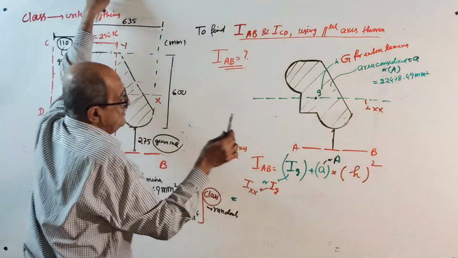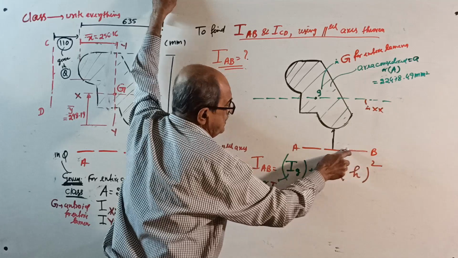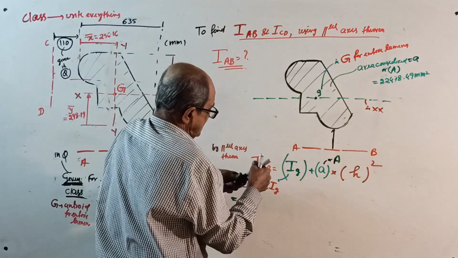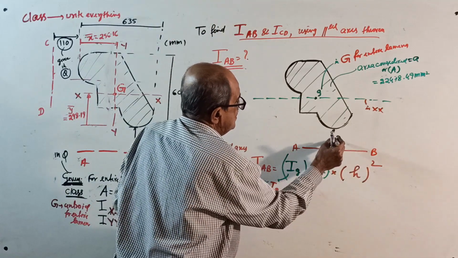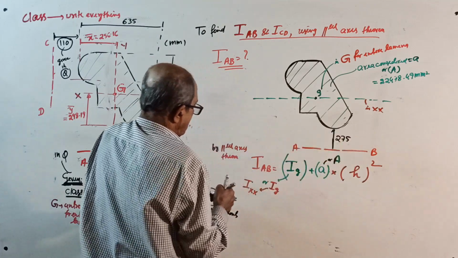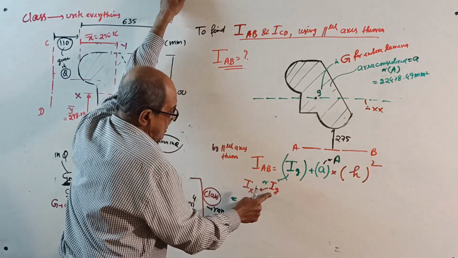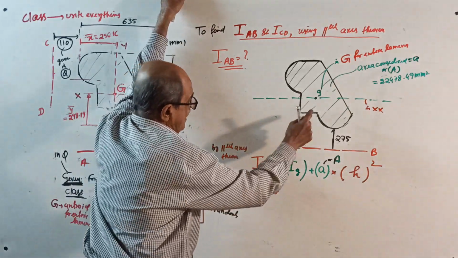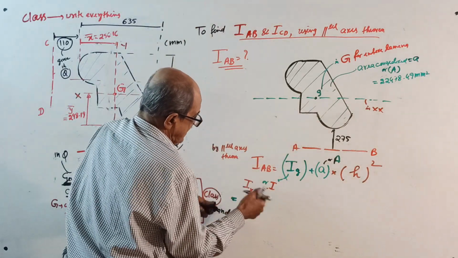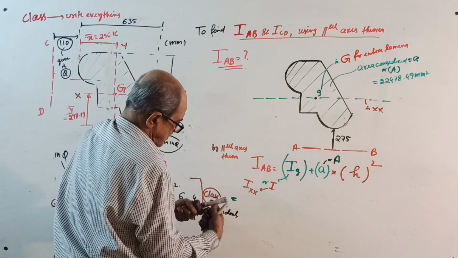This axis. Now if you want I about AB, this distance is 275, given in the question. By parallel axis theorem, I about AB equals IG, that is, I about capital G, plus area into distance squared.